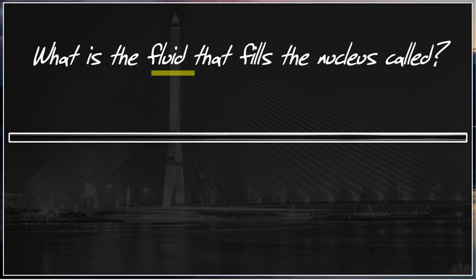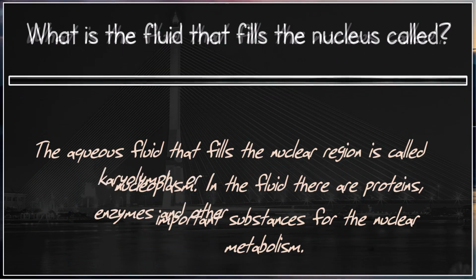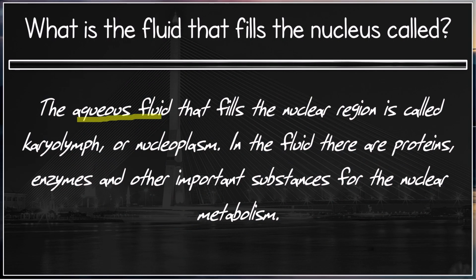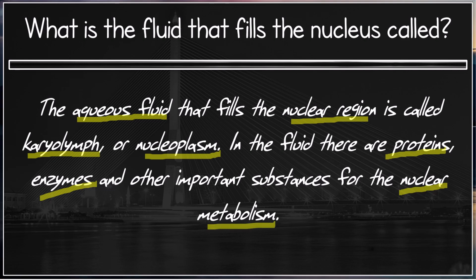What is the fluid that fills the nucleus? The aqueous fluid that fills the nuclear region is called karyolymph or nucleoplasm. In the fluid, there are proteins, enzymes, and other important substances for the nuclear metabolism.